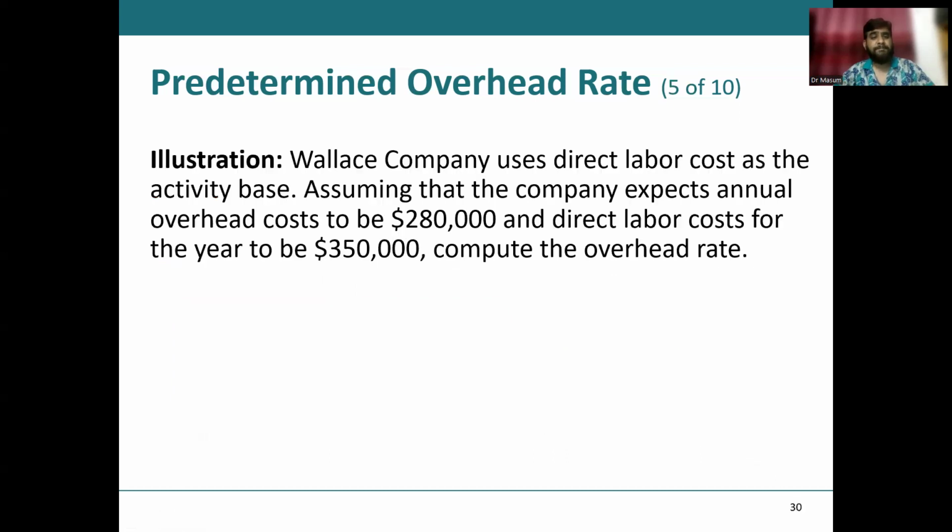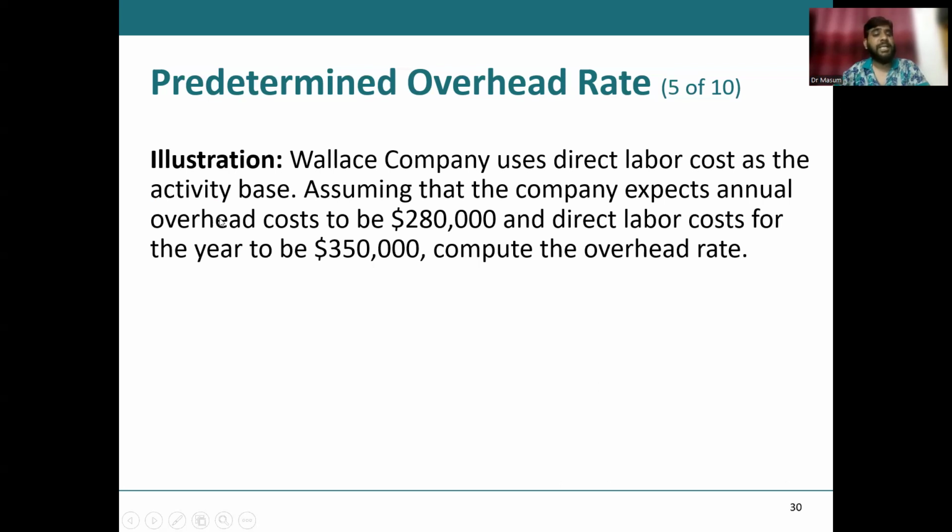An example is given here. Say, for example, Wallace company uses direct labor cost as the activity base. So you can use direct labor as the activity base. Anything you can use. There I said the number of units. This is known as units of activity. How many units have you produced in a factory? Especially this is best for the textile and apparel company.